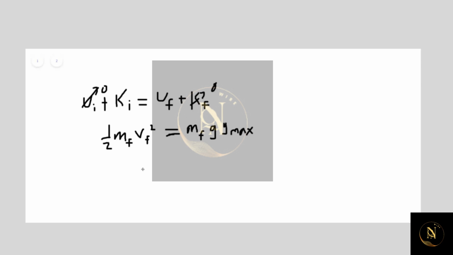So we can solve this then for y max. The masses cancel, and we find that y max is equal to 1/2 v_f squared divided by gravity. Plugging in those values into this expression, this comes out to be 2.6 meters. And box that in as our solution.